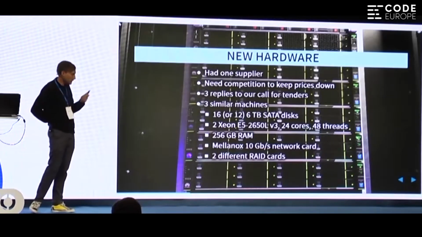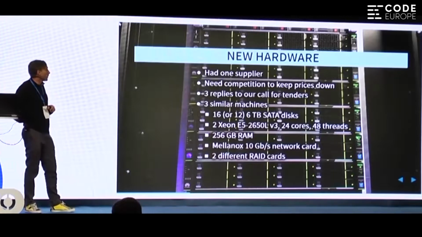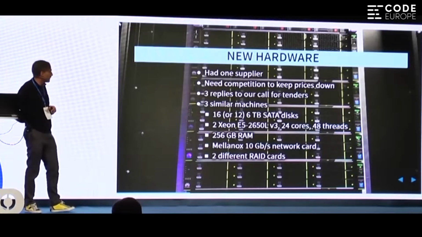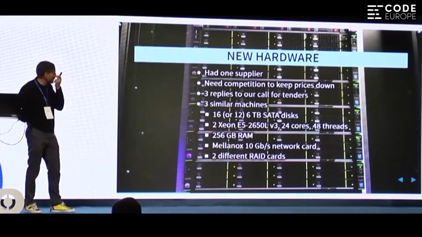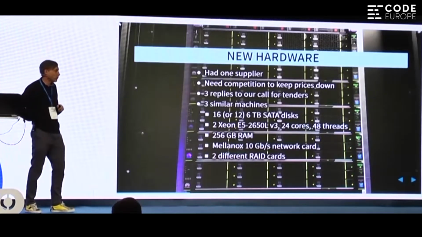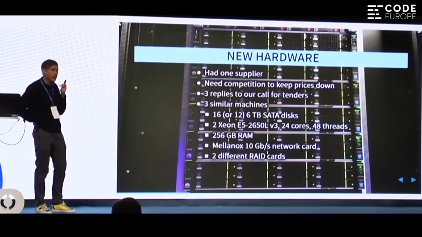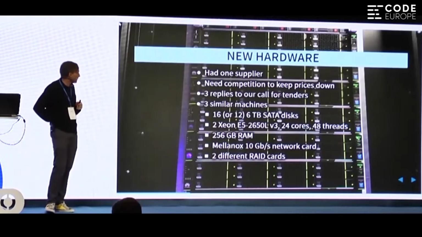We got 3 replies. HP was one of them and 2 other companies. They each provided very similar machines. 2 of them had 16 disks and the other only had 12. Same CPU, same amount of memory. There's only sort of one network card out there that does what we need it to. But we did have 2 different RAID cards, which will become important a bit later.